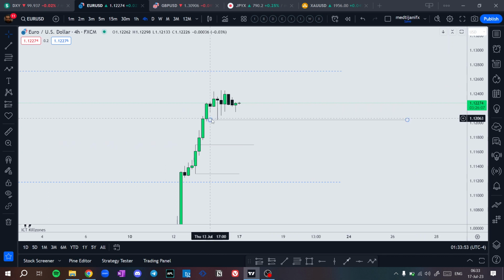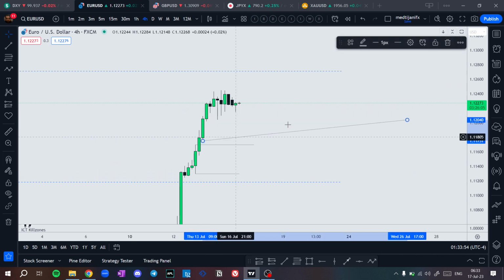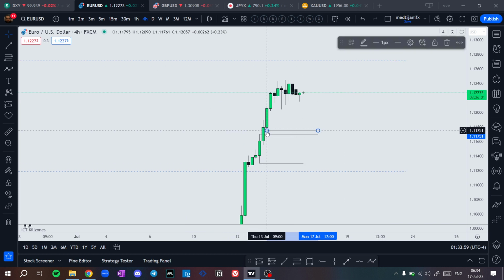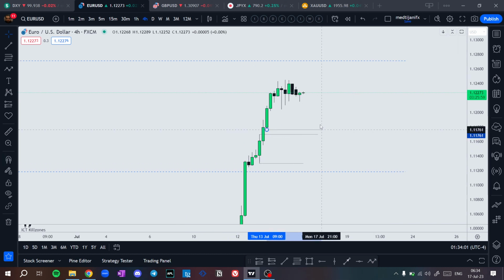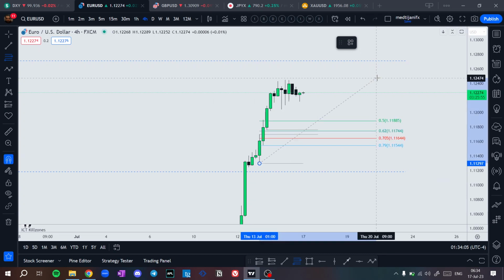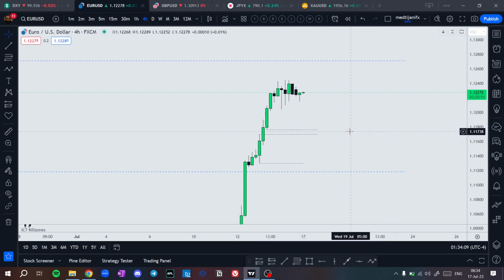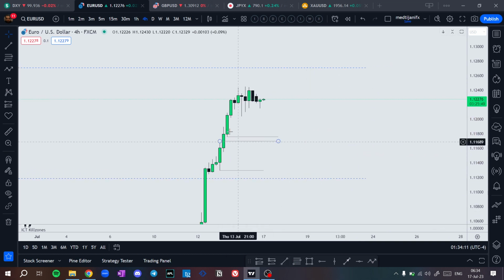Trying to refine my daily fair value gap right here. If you see it, we have this fair value gap right here on discount. Let's use our range, something like this. You see this fair value gap, it's just here. Let's say we have another fair value gap above.